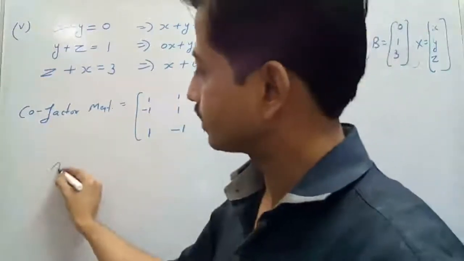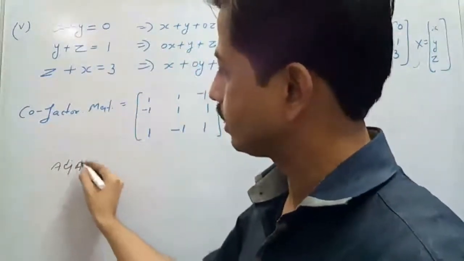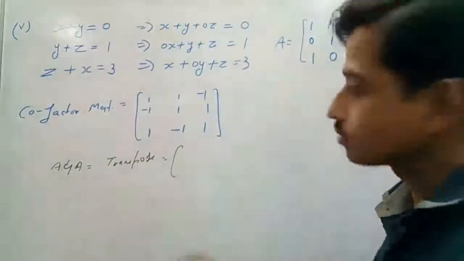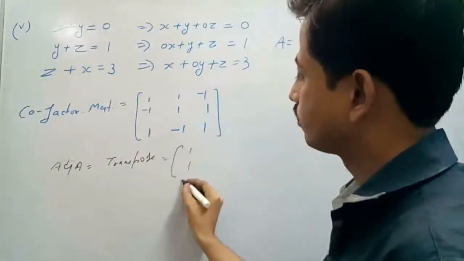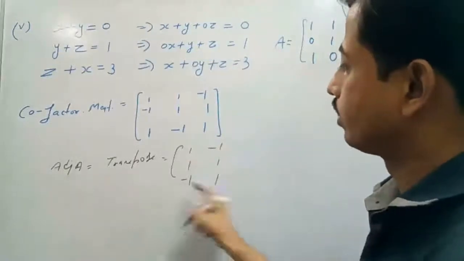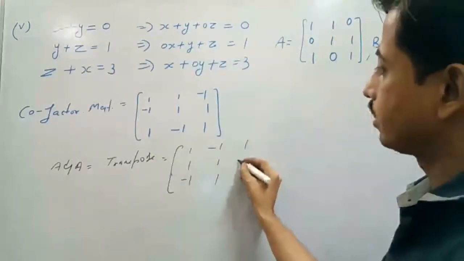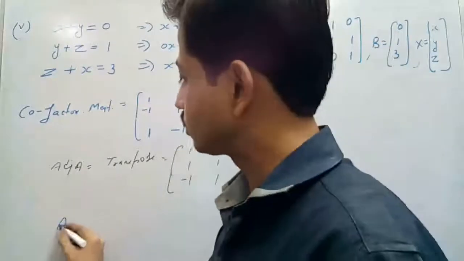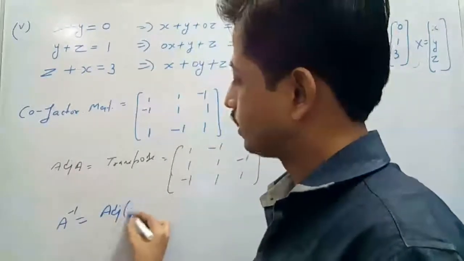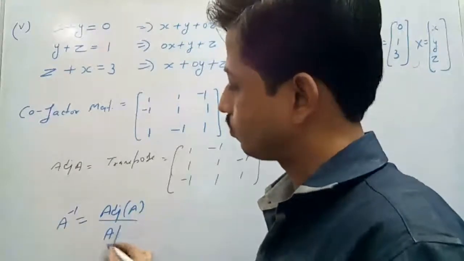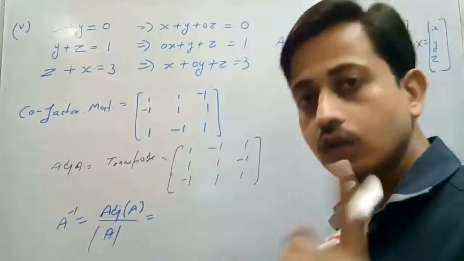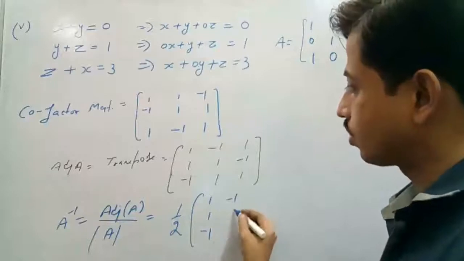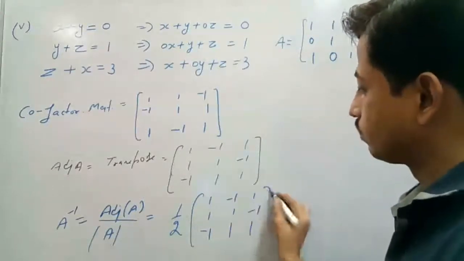Now what's our next step? The next step is to find the adjoint. Adjoint of A is what we have to do. Transpose. Now do the transpose. 1, 1, minus 1, 1, 1, minus 1, minus 1, 1, 1. This is 1, minus 1 and 1. Now the next step is to find A inverse. A inverse is very simple. Adjoint of A divided by determinant of A. What's the determinant? We get 2. So, 1 by 2. And adjoint of A is 1, 1, minus 1, minus 1, 1, 1, 1, minus 1, and 1.